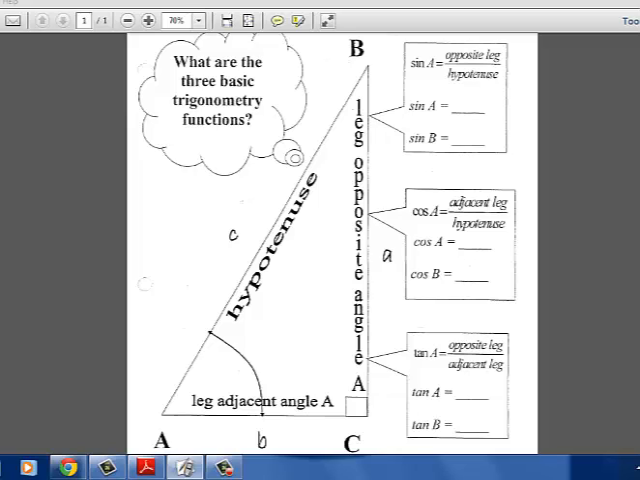So we're going to start off with basic trig, right? So we're going to be dealing with right triangle trigonometry. When it comes to right triangle trig, a few things are still going to show up. Does everybody in here remember Pythagorean's theorem?